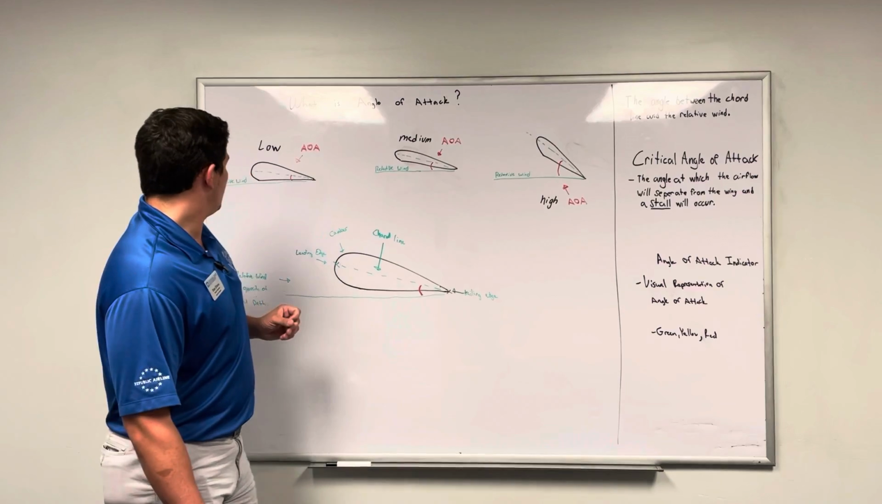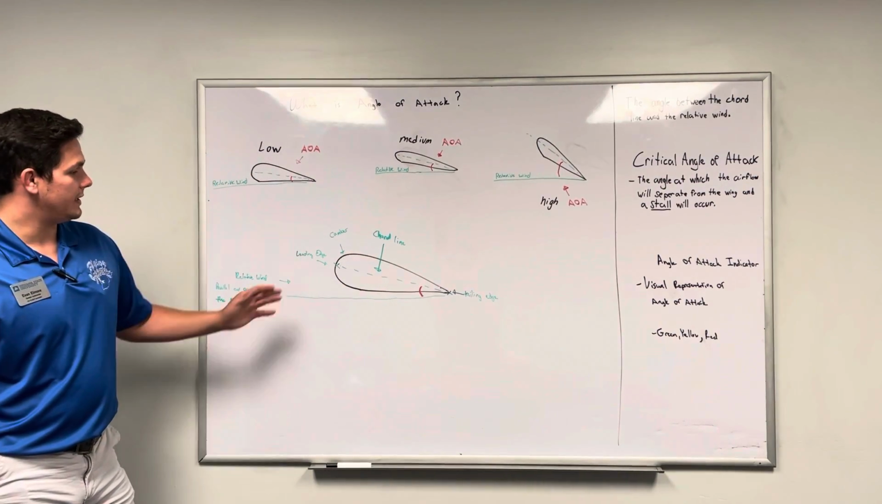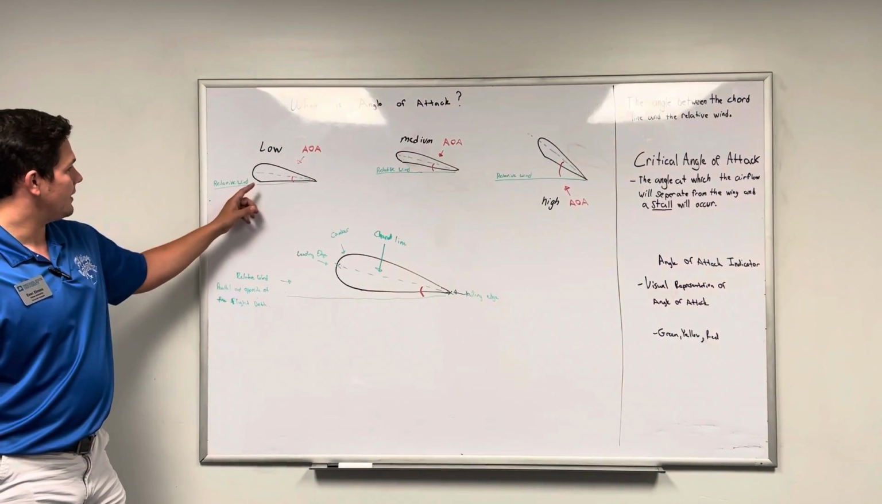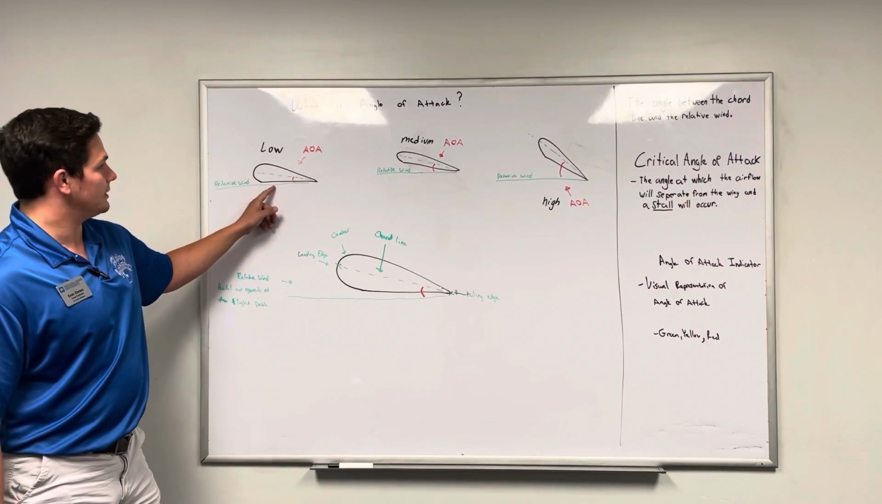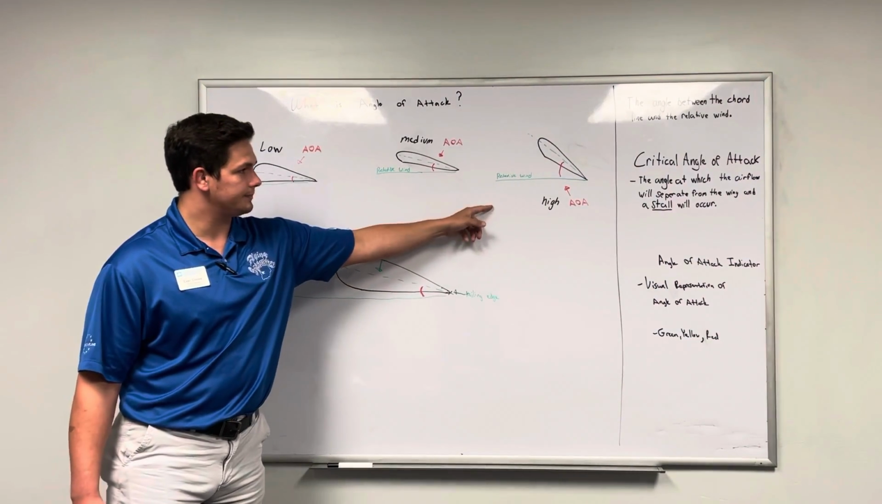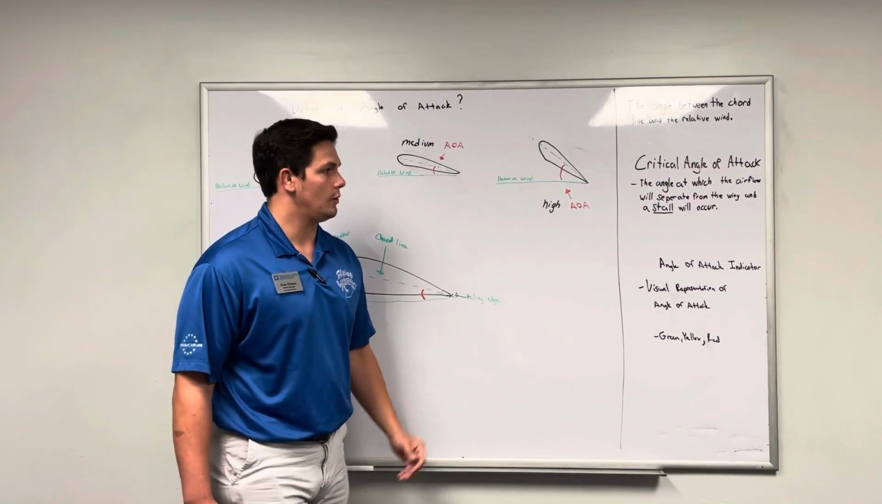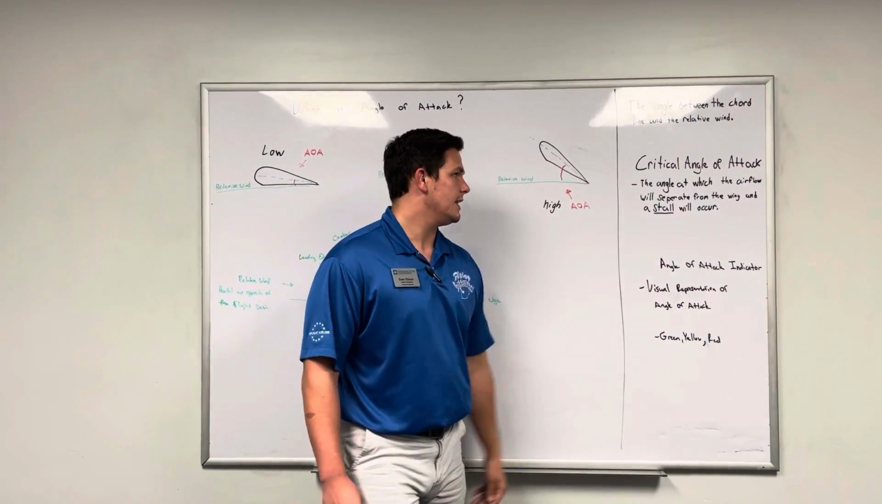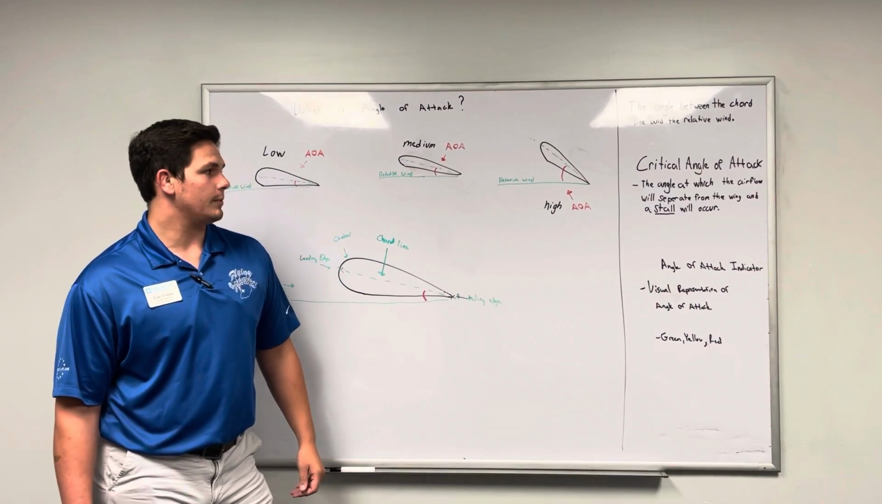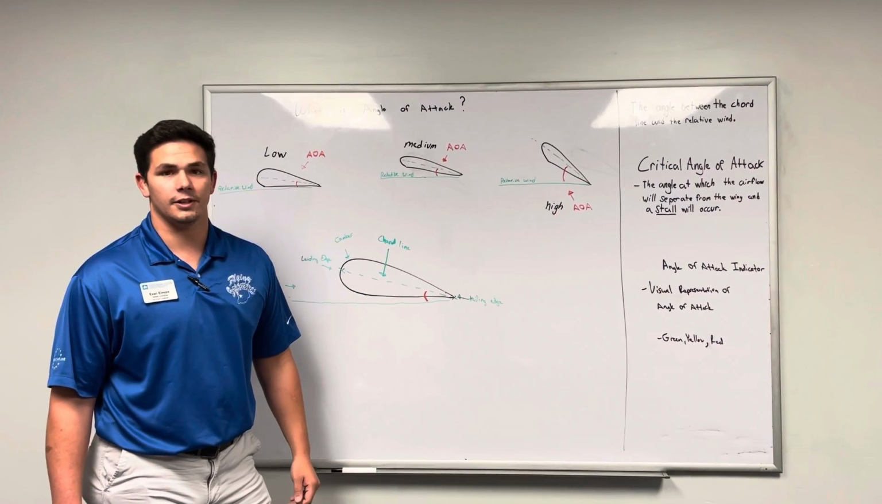Luckily, we can figure out our angle of attack because of that. Now, we have three types: low, medium, and high. If we exceed too high of an angle of attack, we get a critical angle of attack. It's the angle at which airflow will separate from the wing and a stall will occur.